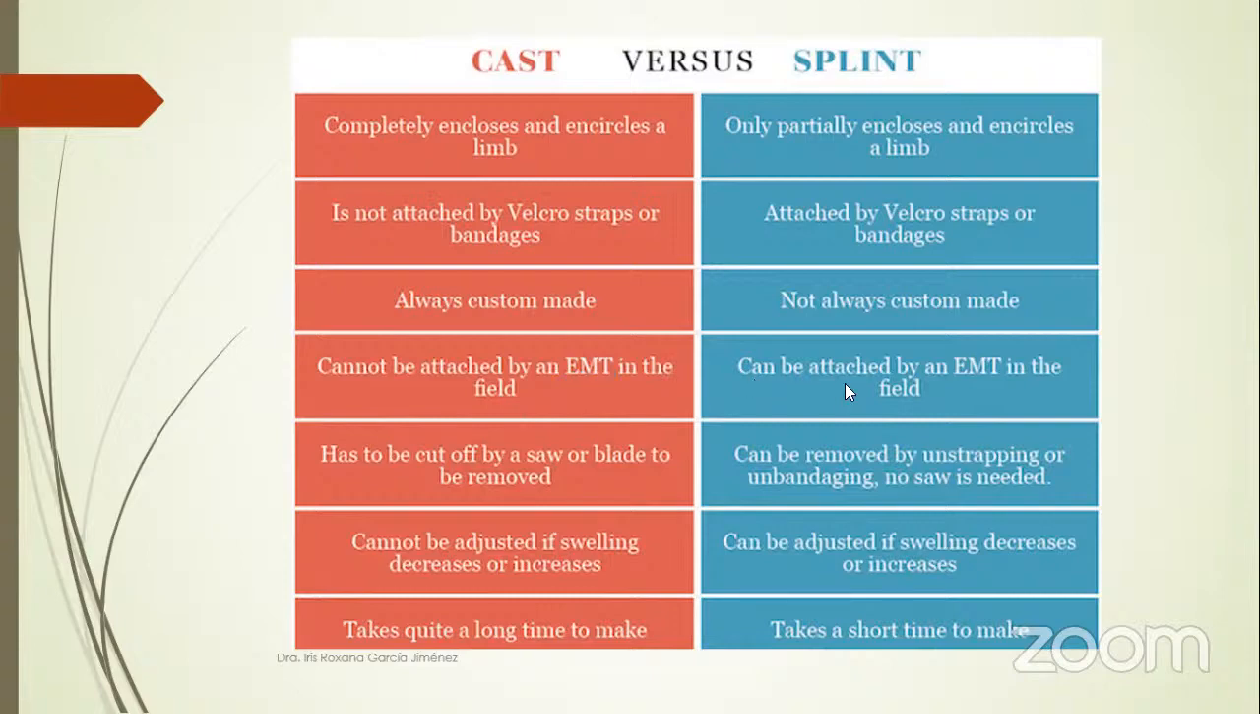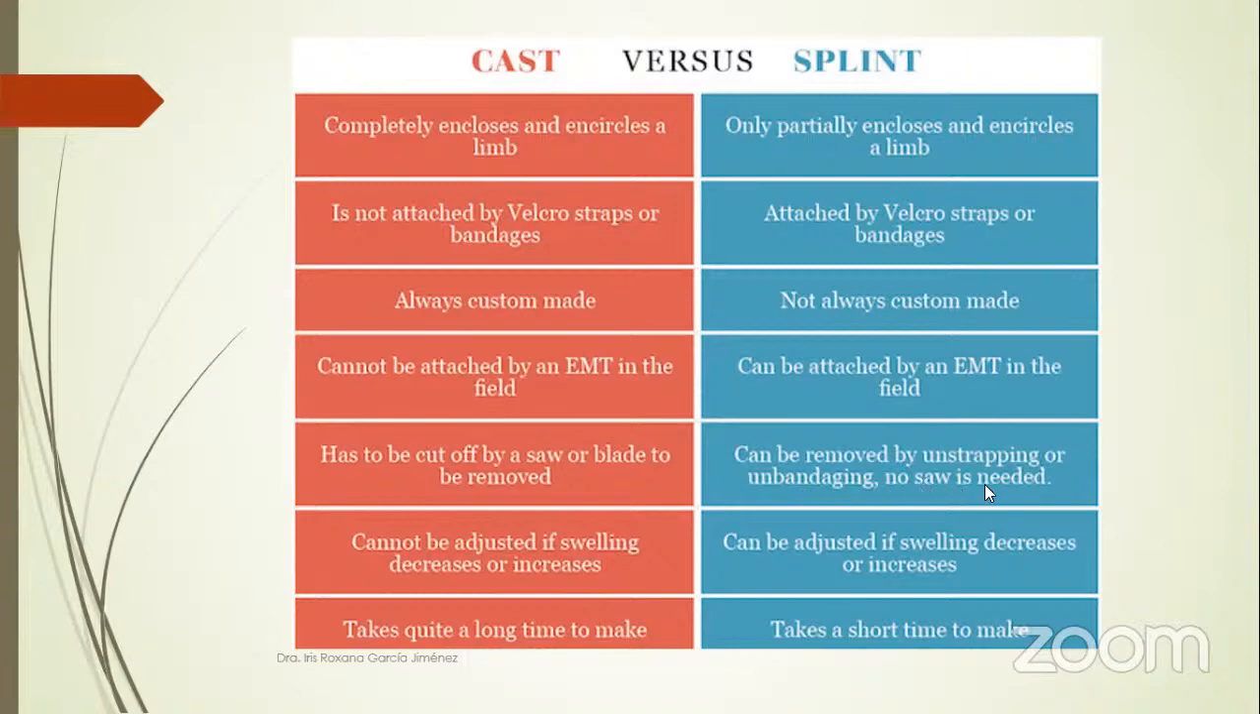A splint can be attached by an MT in the field. We use this in order to move fast, to reduce a fracture just for a short period of time, and then according to the situation, they could use a cast or exchange the splint. The cast has to be cut off by saw or blade to be removed. A splint can be removed by unstrapping or unbandaging.